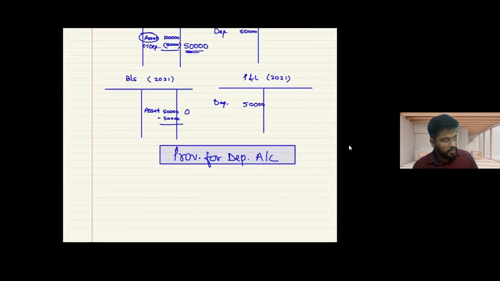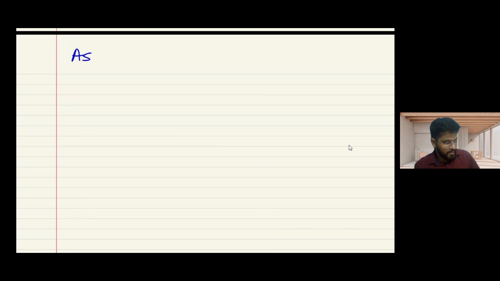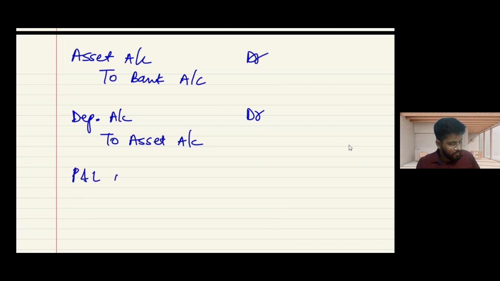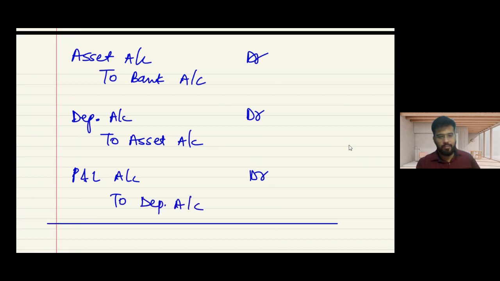So basically, the journal entry I was doing till now: when the asset is purchased, it would be asset account debit to bank account. Then when I charge the depreciation, I will do depreciation account debit to the asset account. And then I transfer the depreciation to the P&L, so P&L account debited to depreciation account. In this way, I was closing my books of accounts.